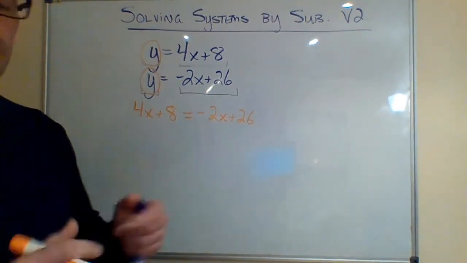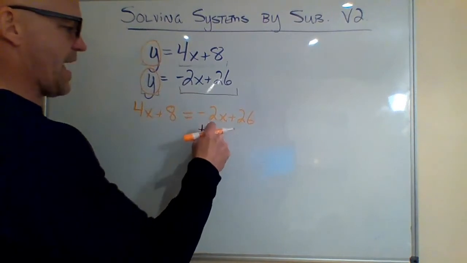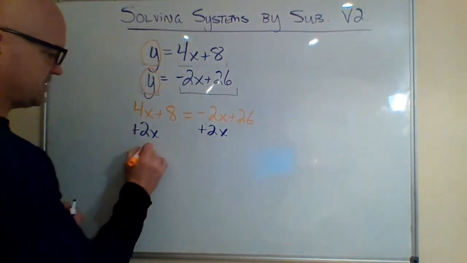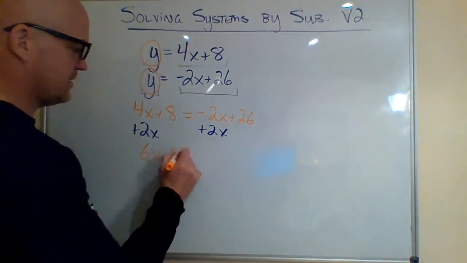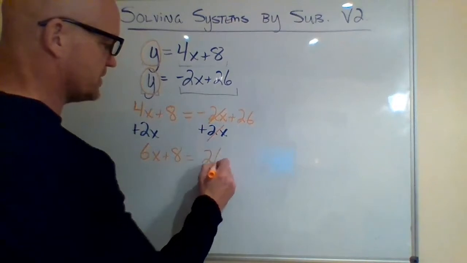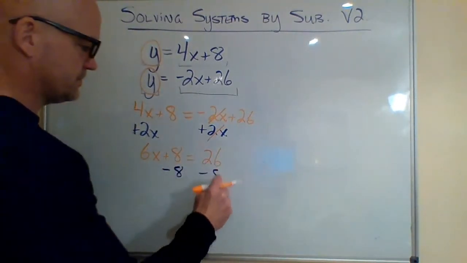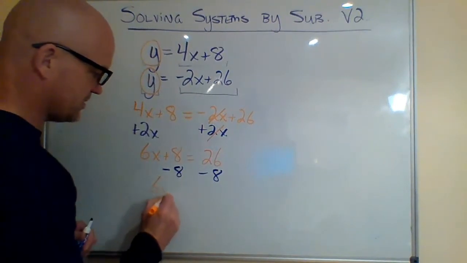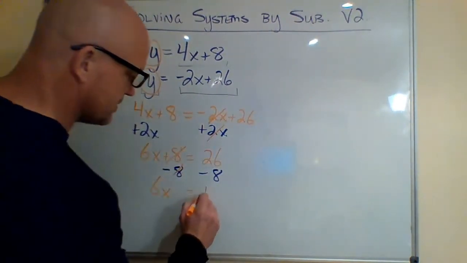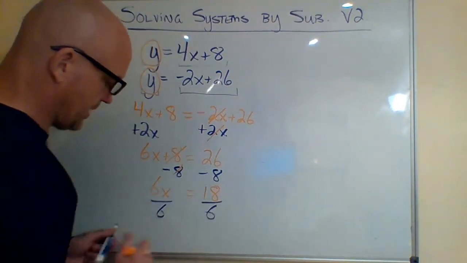Variables on both sides. Choose the side with the least amount. Negative 2x is obviously smaller, so we are going to add 2x to both sides. That's going to give us 6x plus 8 equals, our x's cancel out on the right-hand side, 26. At this point, we are going to subtract 8 from both sides. That's going to give us 6x equals, the 8's cancel out, 26 minus 8, of course, is 18. Divide both sides by 6, x equals 3.